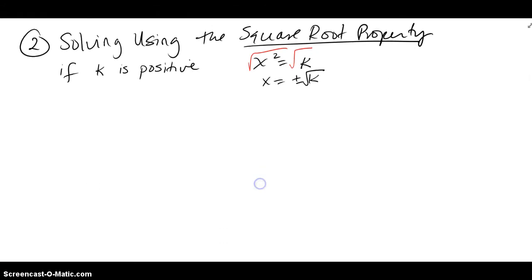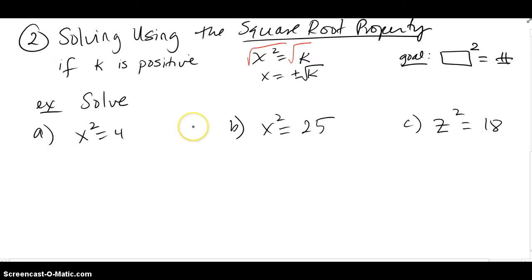The second method is solving by the square root property, which says if k is positive and I have x squared equal to some constant, I can square root both sides, and then x would be positive or negative the square root of whatever that number is. So our goal for this method is to basically have something squared equals a number. If it's only x, it's even easier.